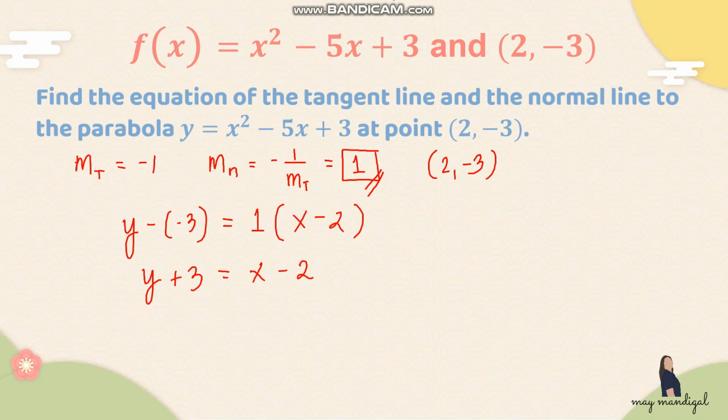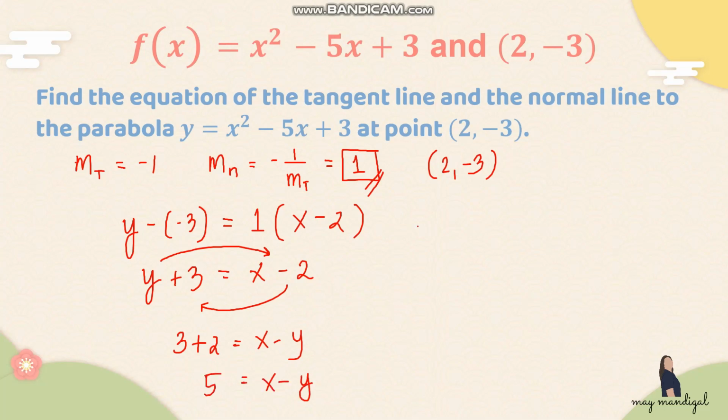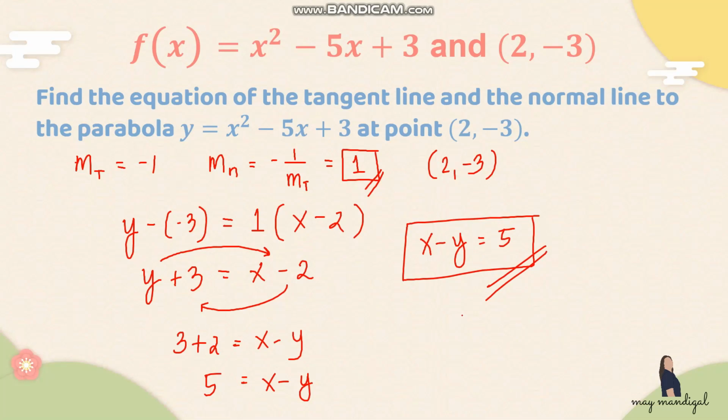And then what we will do is just arrange this. So I will just put y on this side and then the -2 here. So that's 3 plus 2 equals x minus y, so that we can keep our x variable positive. So this is 5 equals x minus y, or our equation of the normal line is x minus y equals 5. And then that's it. We now have the equation of our normal line.